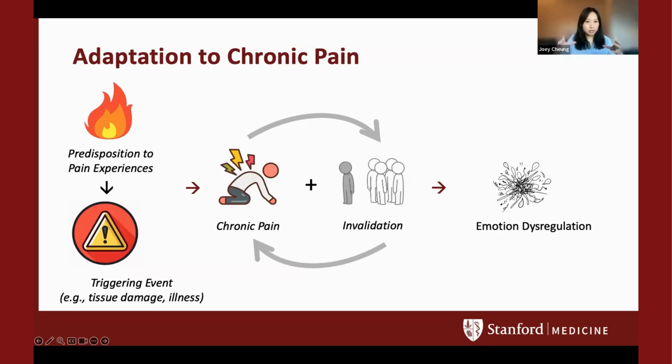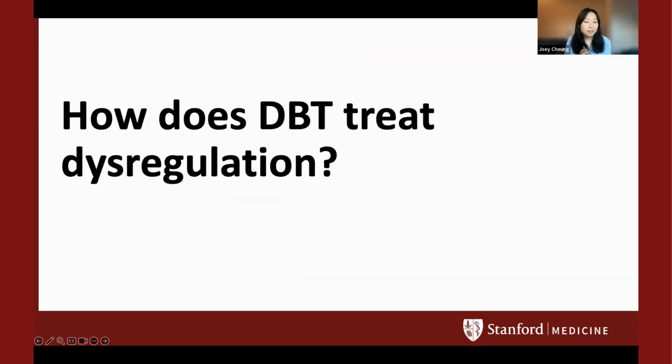And so all of this is to suggest that maybe a way to address chronic pain could be learning some skills and strategies to help tackle the emotion dysregulation piece. So how does DBT treat dysregulation? When we're holding the biosocial model, it's this idea of really tackling that vulnerability to emotions, or the vulnerability to sensitivity or to emotional intensity, with a case of invalidation.